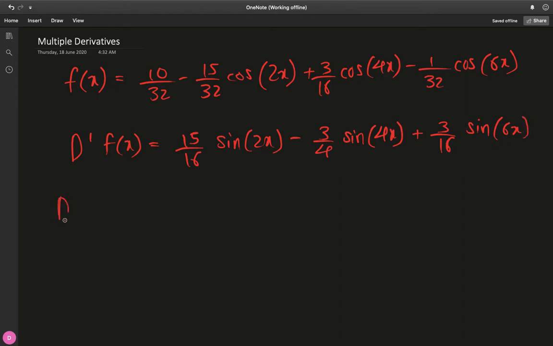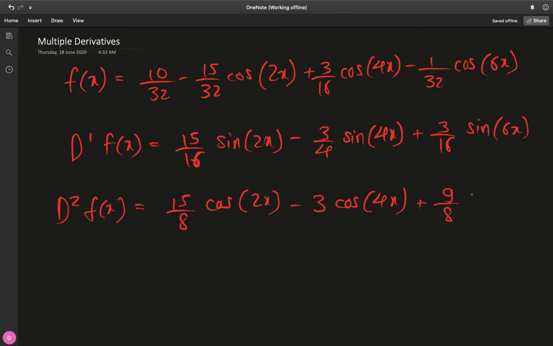Well, great. Second derivative of f of x is going to be 15 over 8 times the cosine of 2x. I'm just applying the chain rule, differentiating the sine and then multiplying with the 2, here with the 4, here with the 6. And minus 3 times the cosine of 4x plus 6 into 3 over 16, which reduces to 9 over 8, times cosine of 6x.